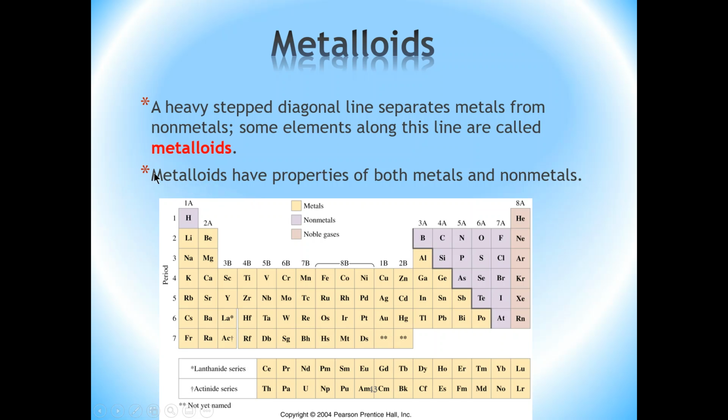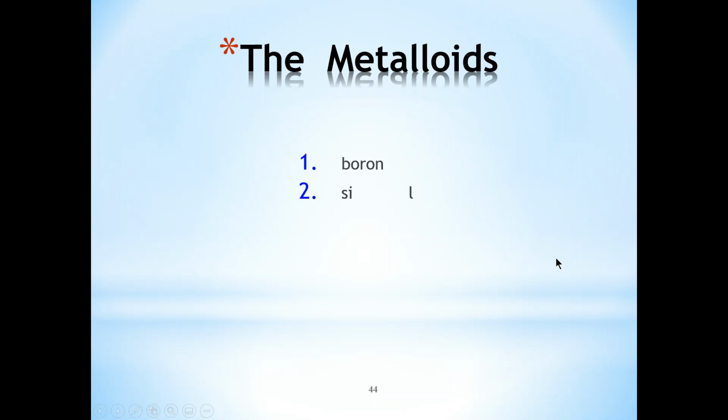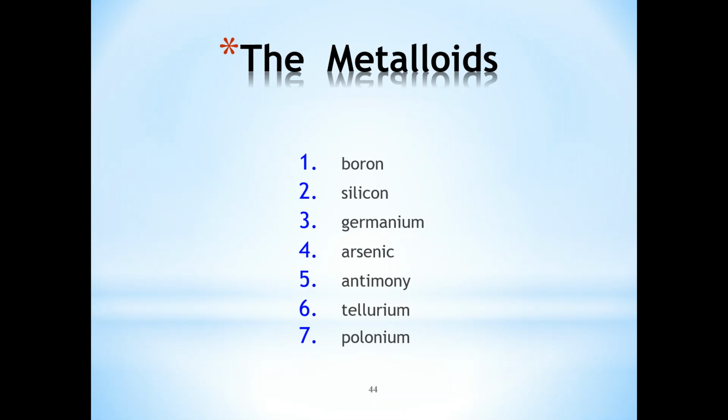And what you'll find is that metalloids would be located on either one side or the other of this line. So the metalloids would be elements such as boron, silicon, germanium, arsenic, antimony, tellurium, and astatine, all right? And as stated here, metalloids have properties in common with both metals and non-metals. So these are the metalloids that you need to be aware of. There are 7 of them.